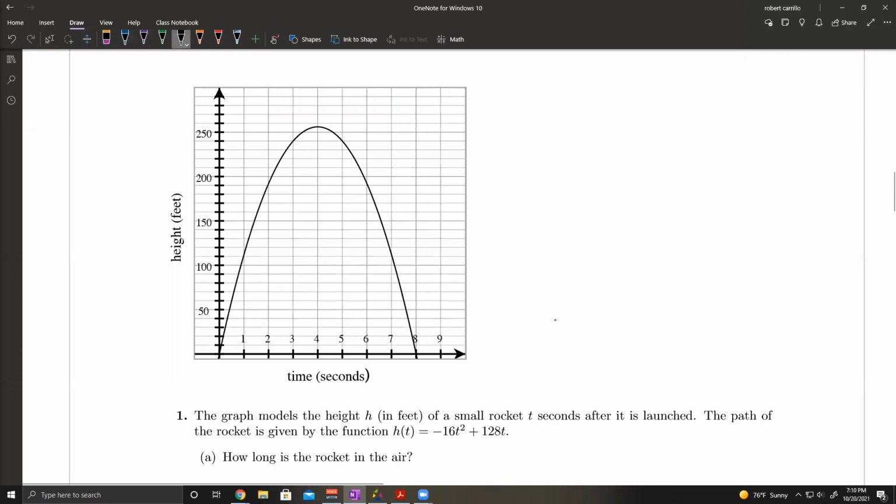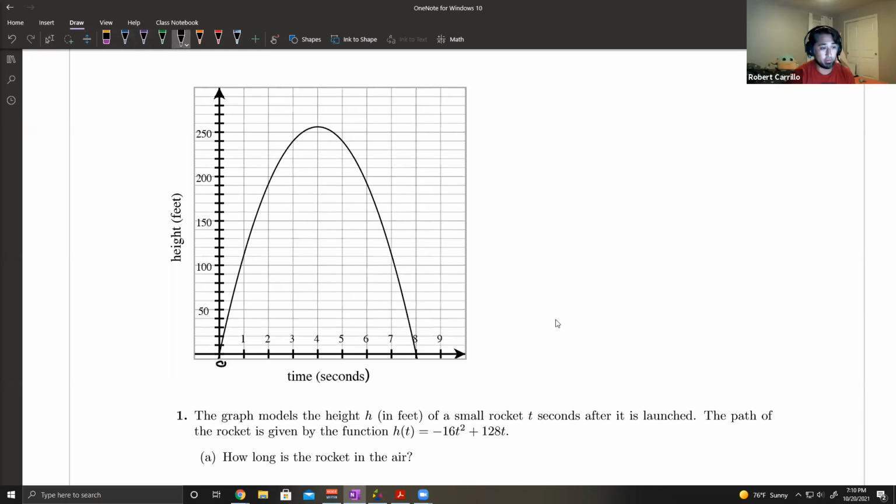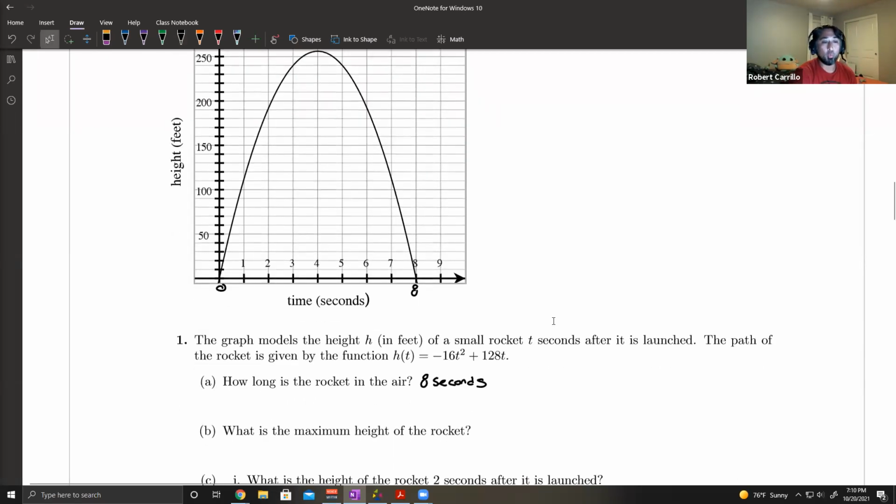8 seconds, that's it. So you start at 0 seconds and you end at 8 seconds. I'll write it down here too, 0 and 8. So this rocket is in the air from 0 to 8 seconds. So we'll just say 8 seconds.